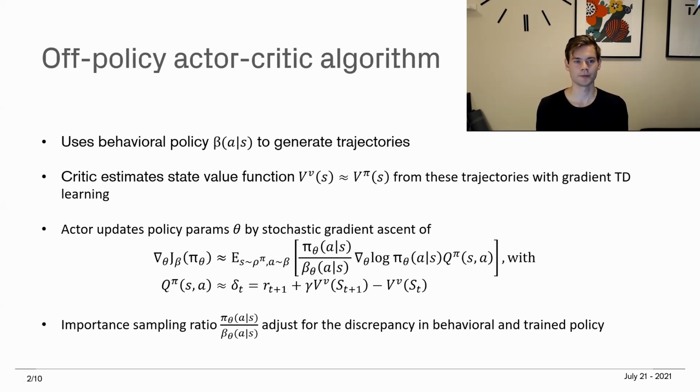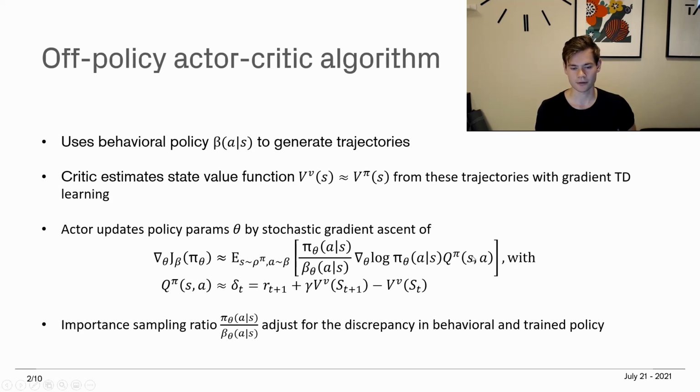Okay, so putting this in an algorithm, an off-policy actor critic algorithm uses behavioral policy beta to generate trajectories. So these are the explorations that we do in our environment. The critic estimates the value function V of s, which is an approximation of the value function according to the policy that we're interested in. And it does so from the sample trajectories that beta generates, with gradient TD learning, so temporal difference learning. The actor then updates the policy parameters by stochastic gradient ascent of the expression, and this again is something that we saw before.